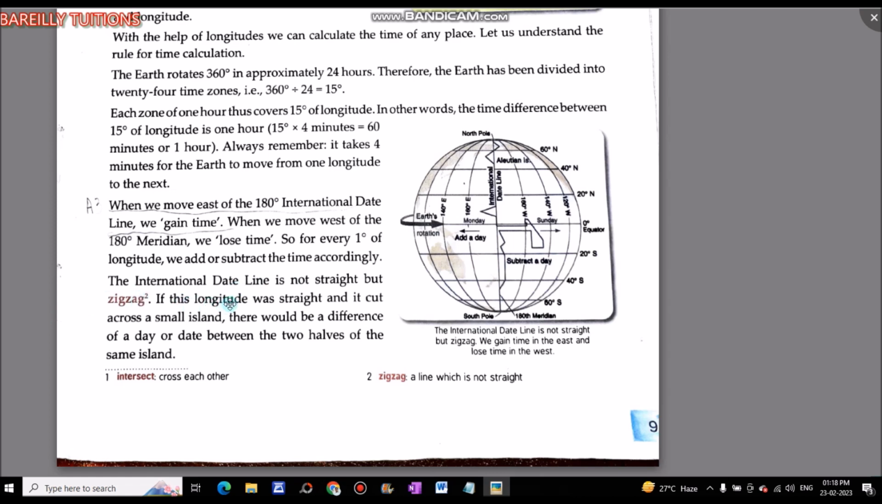The international date line is not straight but zigzag. If this longitude was straight and it cut across a small island, there would be a difference of a day or date between two halves of the same island.